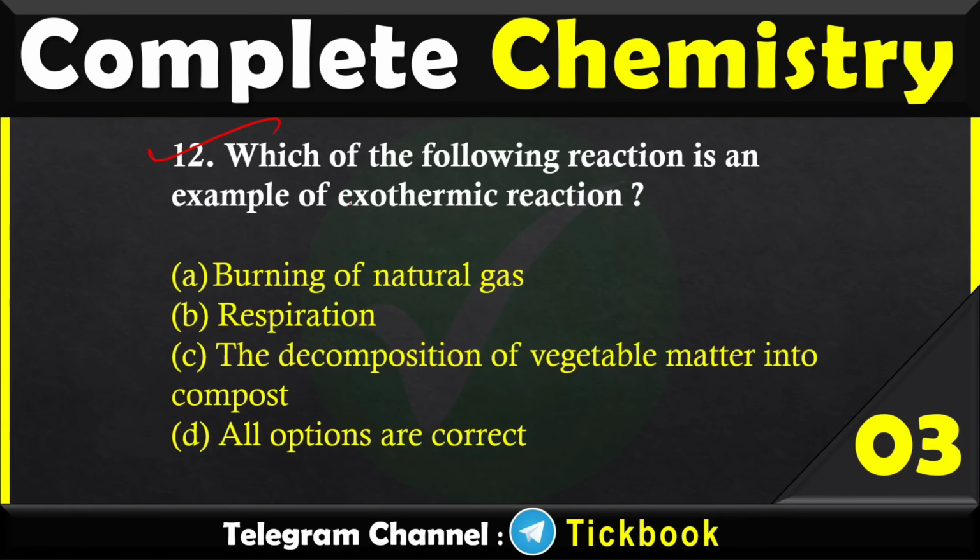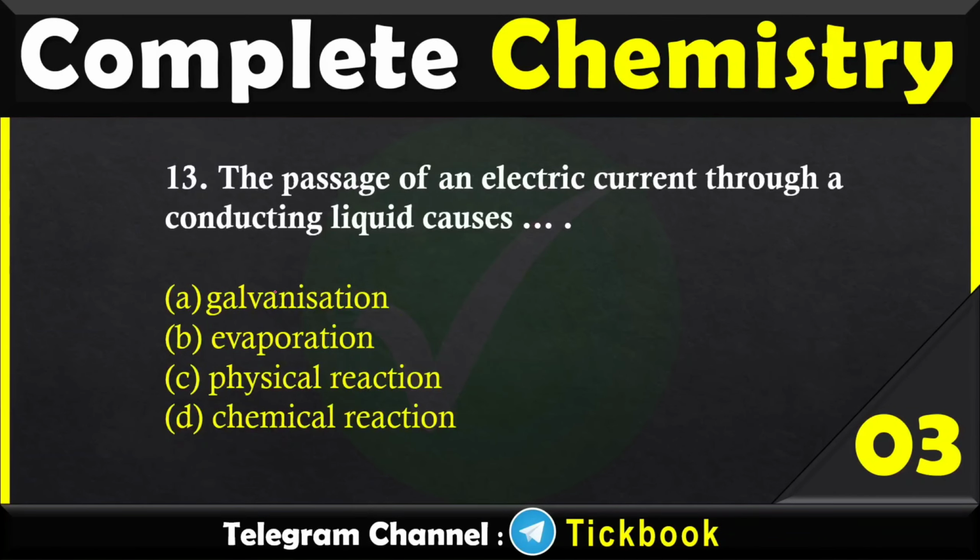Question number 12. Which of the following reaction is an example of exothermic reaction? Option number D, all options are correct. Burning of natural gas, respiration, the decomposition of vegetable matters into compost. Question number 13. The passage of an electric current through a conducting liquid causes? Option number D, chemical reaction.